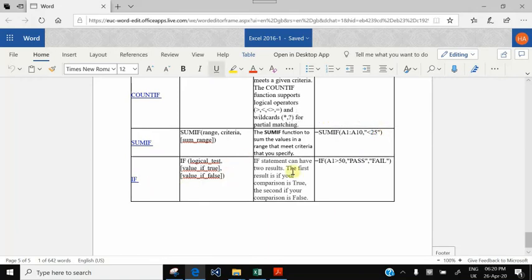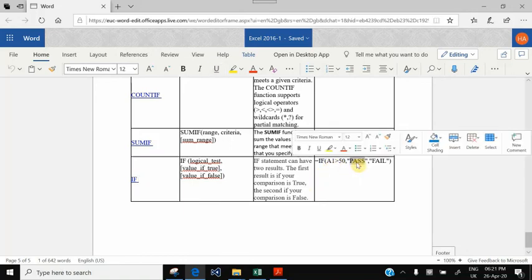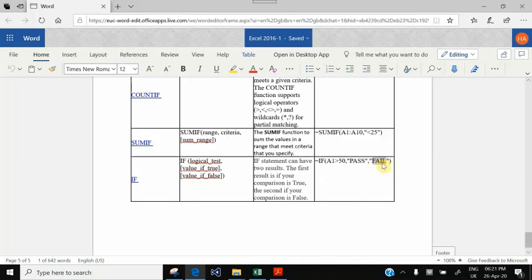IF is a statement that can have two results. The first result is if your comparison is true, and the second if your comparison is false. If A1 is greater than 50, the output will be pass, otherwise fail.